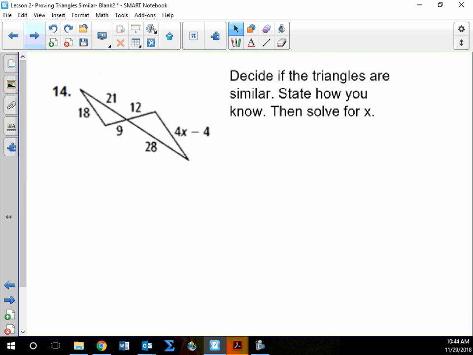The sides of the triangles are similar. State how you know, then solve for x. Back it up on this picture. It's like a bow tie that went wrong.